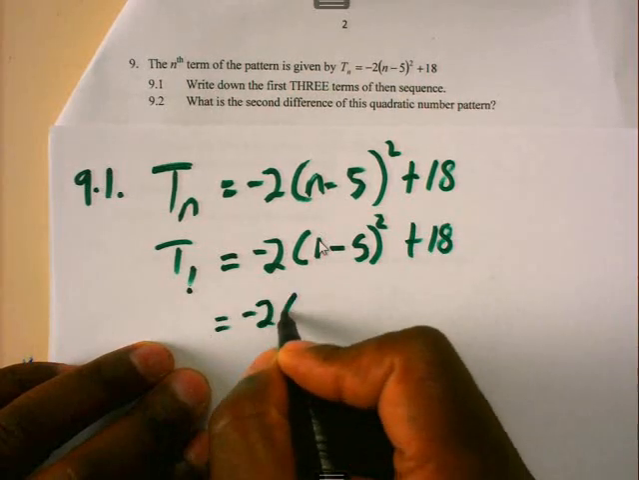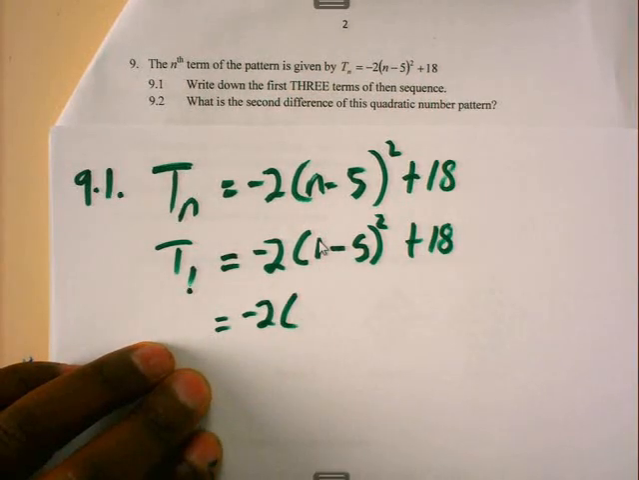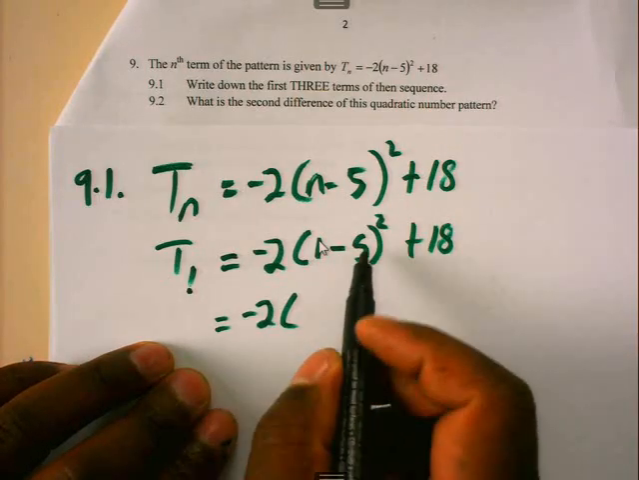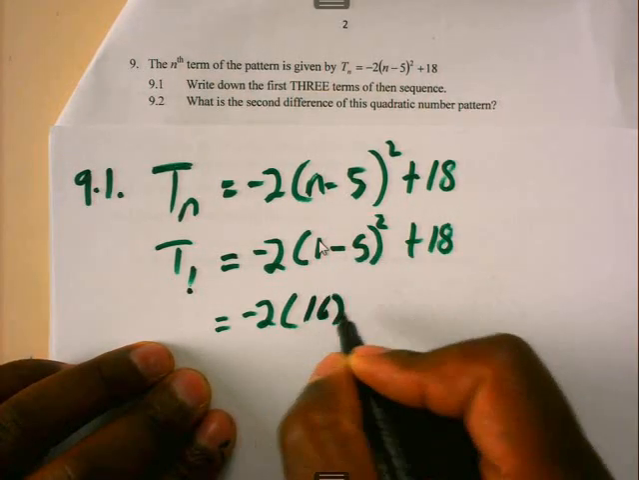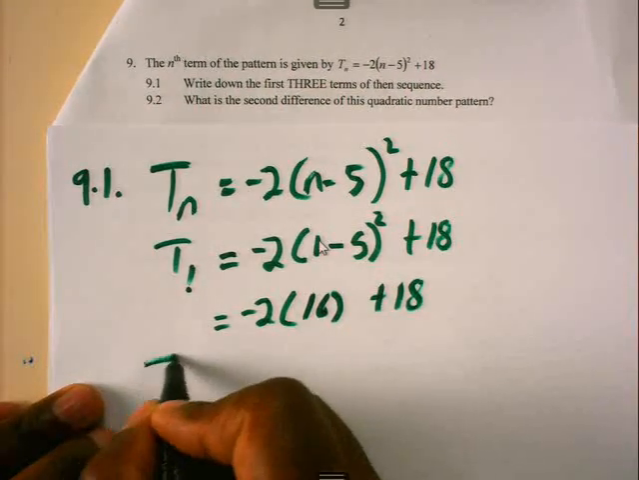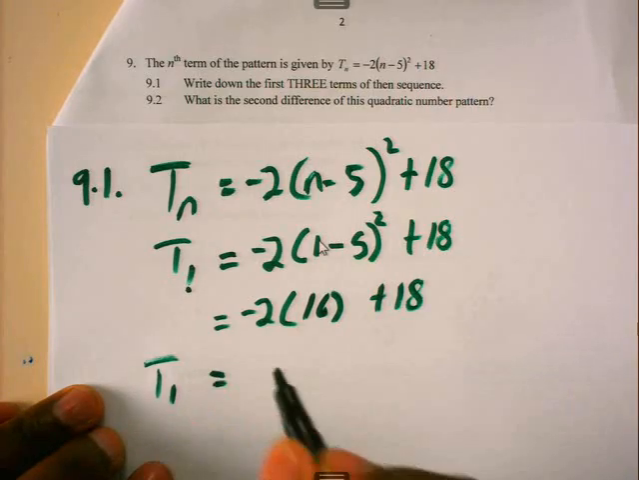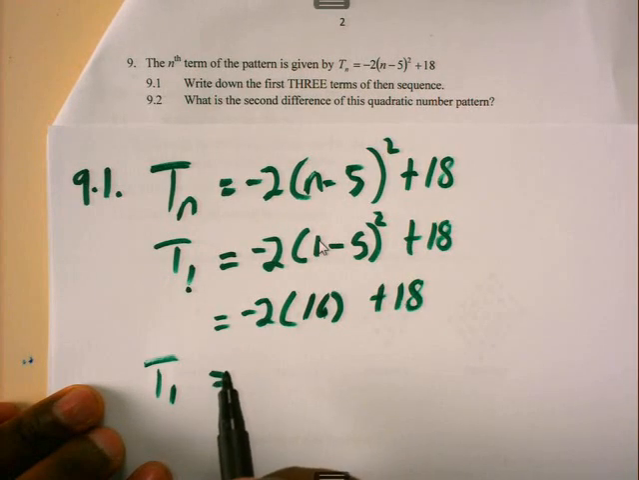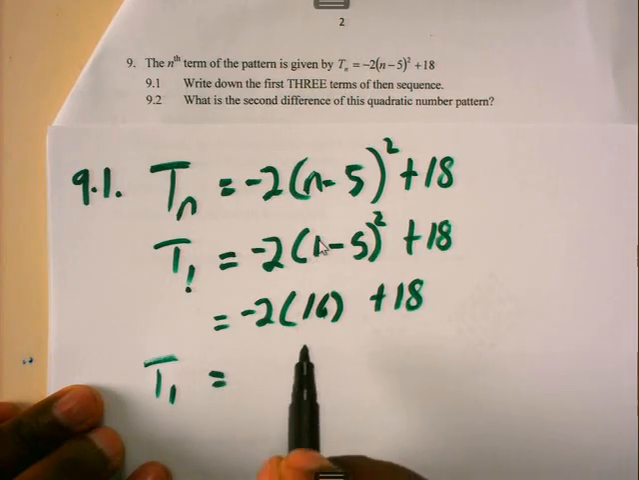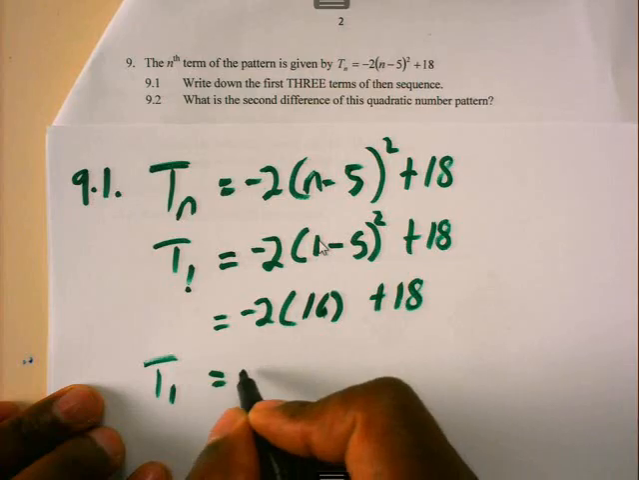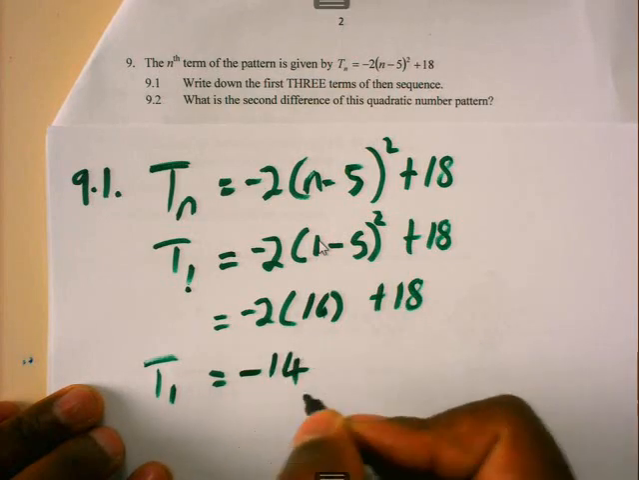Minus 2, 1 minus 5 all squared. 1 minus 5 is negative 4. Negative 4 squared will be 16, plus 18. Let's work it out nicely with the aid of calculators. Minus 2 multiplied by 16 will give you minus 32. Minus 32 plus 18 will then give you minus 14.